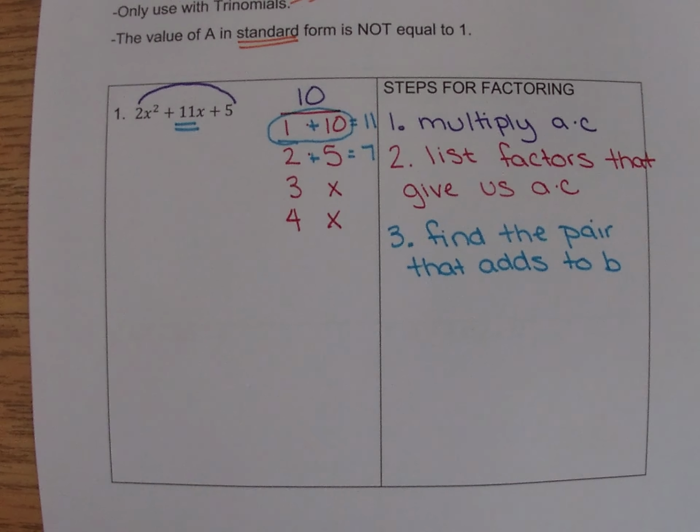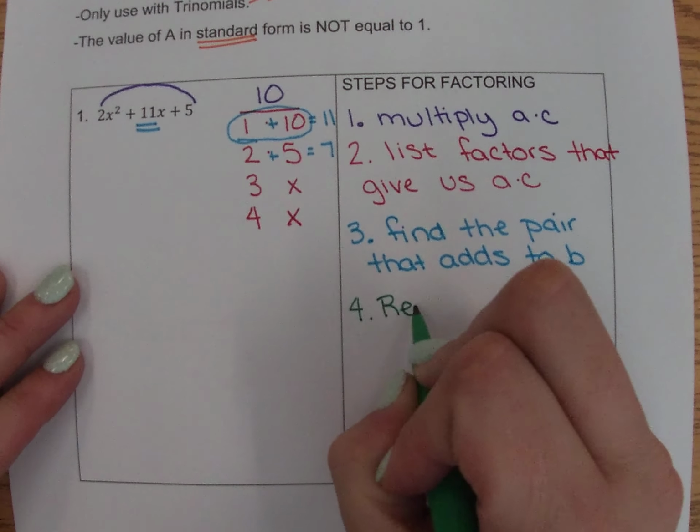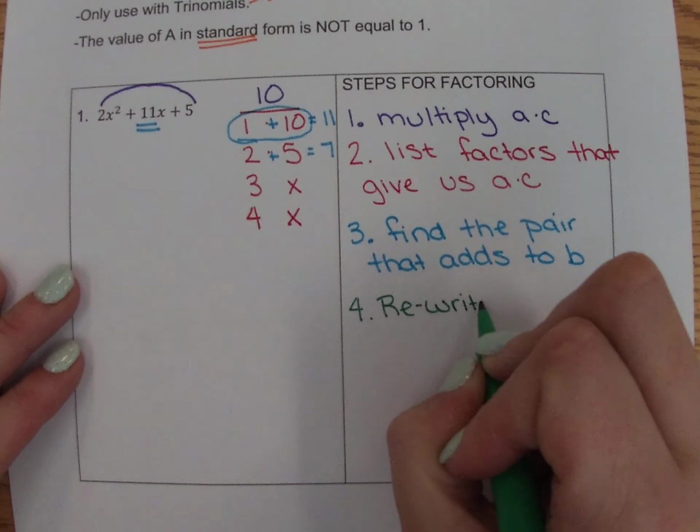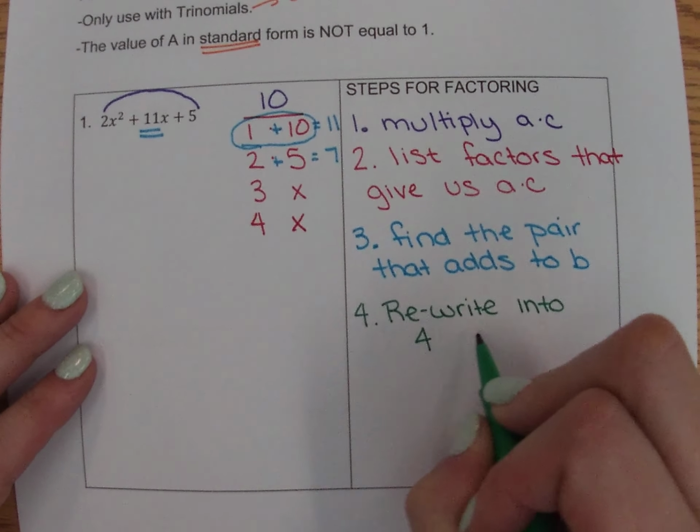So I have to pick that pair. I cannot pick the other one because it does not add up to 11. It adds up to 7. Okay, then I'm going to rewrite this trinomial into 4 terms.